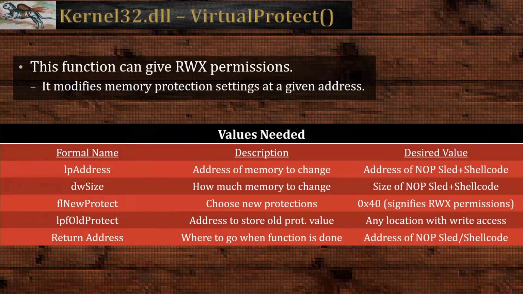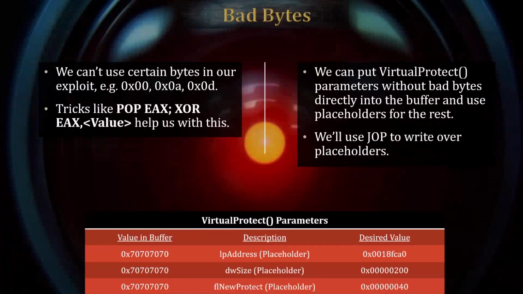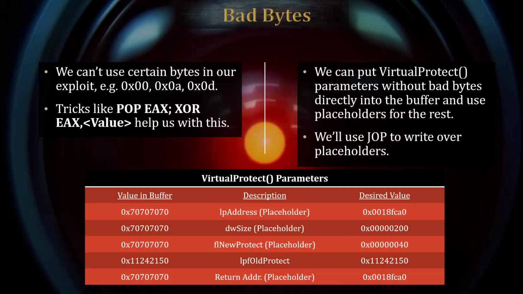We'll be using virtual protect in order to overcome DEP. As far as setting up our parameters for virtual protect goes, many of them do have BadBytes in them, so we can't put those in our payload, and we'll need to supply placeholders for these parameters. However, one parameter, LPF old protect, does not have BadBytes, so we're fine to supply that in the payload. The placeholders will be overwritten by JOP later. They're just there to keep track of where we are.